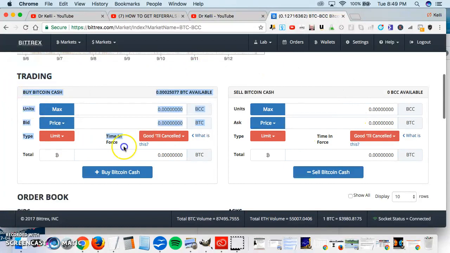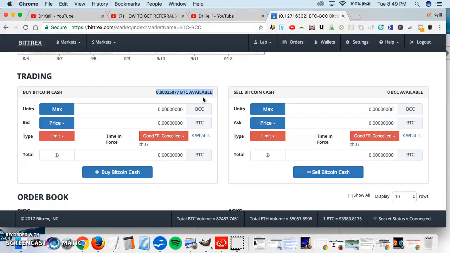On this half of the screen, you can buy Bitcoin Cash if you have enough Bitcoin. In my particular instance, I don't have enough Bitcoin because my Bitcoin is in something else. When I say it's in something else, I bought another coin a day or two ago. So most of my Bitcoin is sitting over there, and I'm waiting for it to be profitable before I do any selling.